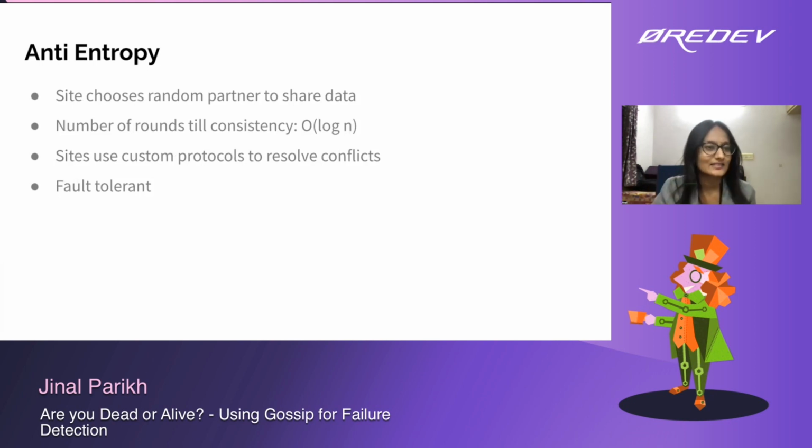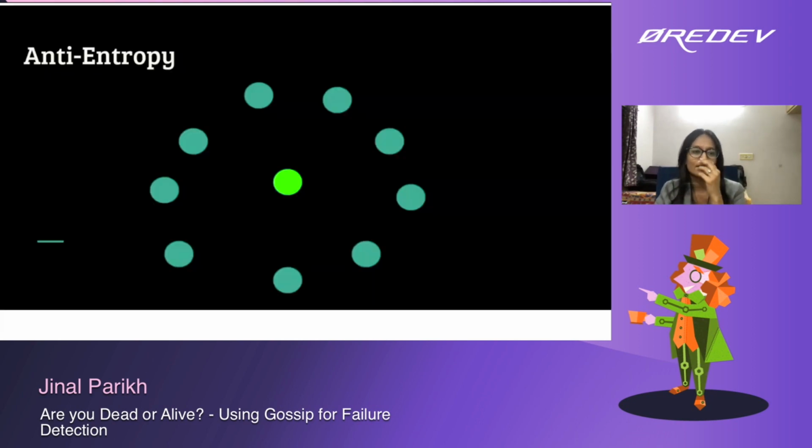because, as I said, it is fault tolerant, and it uses custom protocols to resolve conflicts. And what has been seen and proved is that it takes log n rounds to reach consistency overall for n nodes. So we're going to see a simulation of how anti-entropy works.